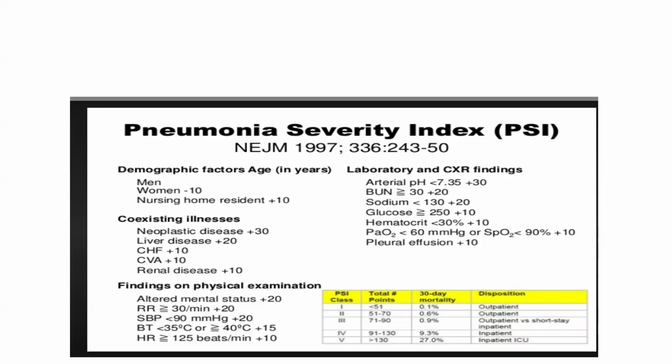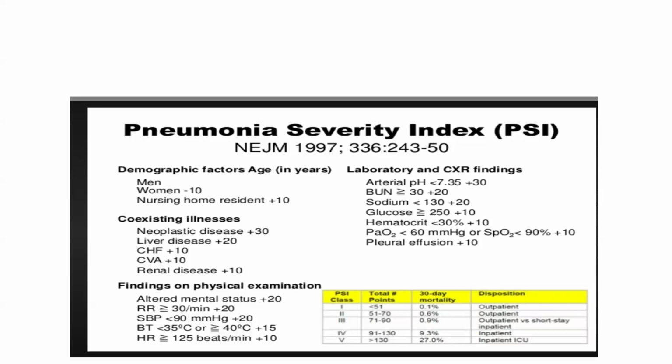According to the physical examination, altered mental status, 20 points. Respiratory rate more than 30, 20 points. SBP less than 90, 20 points. Body temperature less than 35 or more than 40, 15 points. Heart rate more than or equal to 125, 15 points.